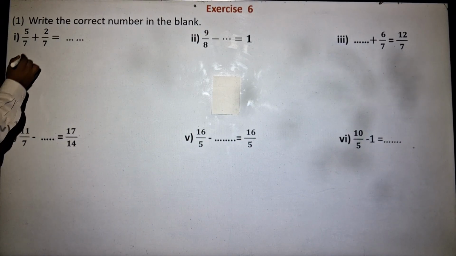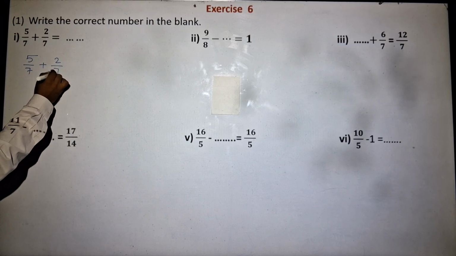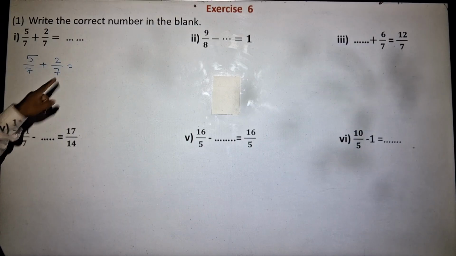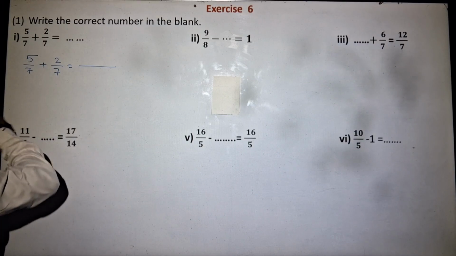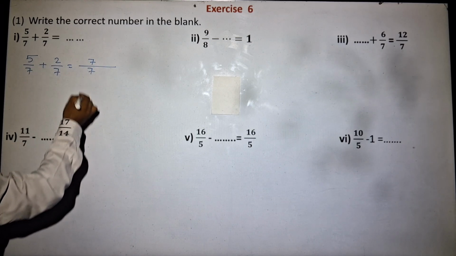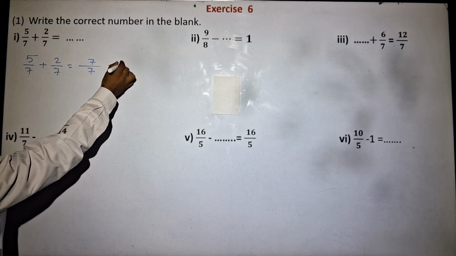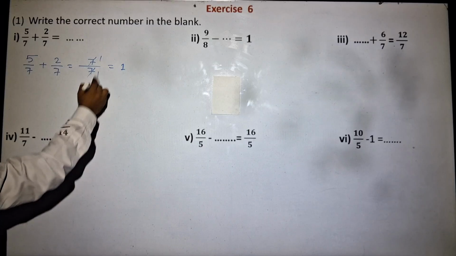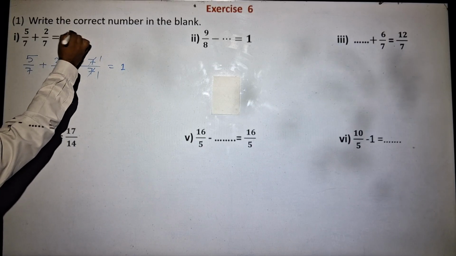Now tell me, will 5/7 and 2/7 be added directly? Yes sir, because both fractions are like fractions, that means the denominators are the same. Directly we add 5/7 plus 2/7. 5 plus 2 is 7, and the denominator is 7. So 7/7, the answer is 1. 7 ones are 7 and 7 ones are 7, so 1/1 means 1. Your answer is 1.